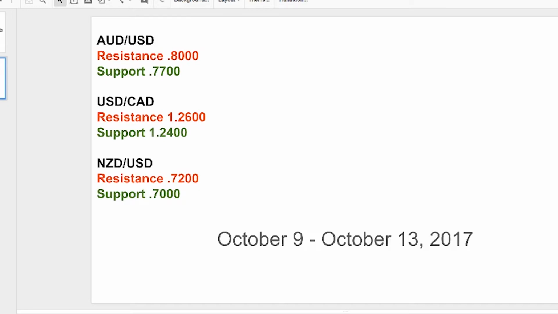And Kiwi, weaker, but support here at 70 is very solid. So I think Kiwi probably has the least amount of downside to go as we go forward.